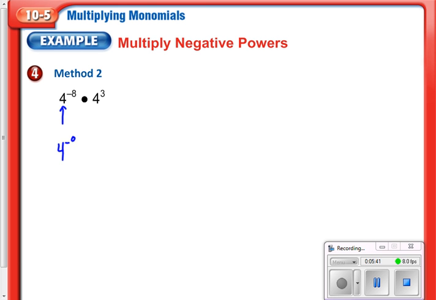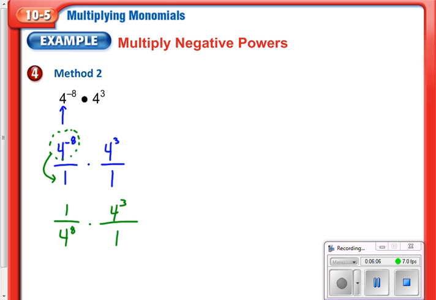So we have negative 8, make it a fraction, right? And we have times 4 to the 3rd. We can make that a fraction. Move the negative exponent. Well, here's my negative exponent that is in the numerator, so I move it to the denominator. When I do that, it gets rid of the negative exponent, so I now have 1 on top. On the bottom, I have 4 to the 8th power times 4 to the 3rd power over 1.